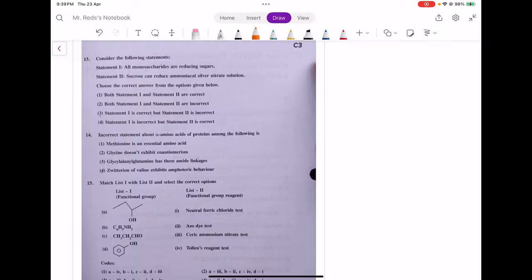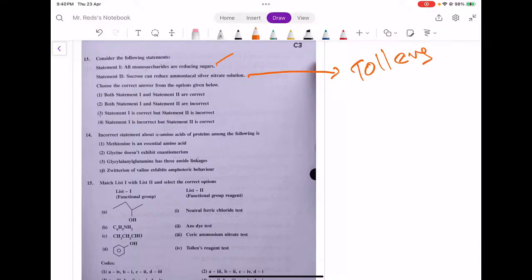Go to question number 13. All monosaccharides are reducing sugars. Yes, it is correct. Statement 1 is correct. Statement 2: sucrose can reduce ammoniacal silver nitrate. Sucrose does not reduce ammoniacal silver nitrate, meaning it does not give the Tollens test.